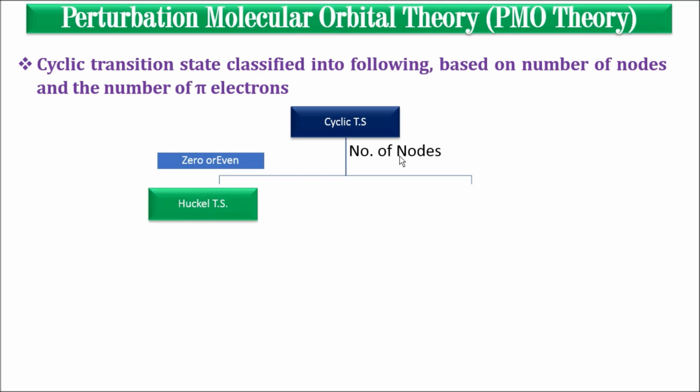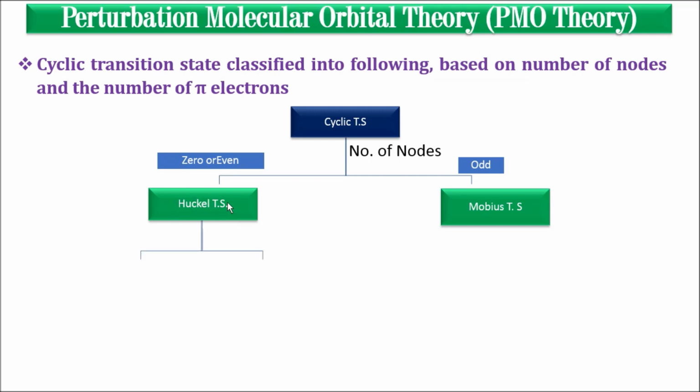What is Huckel theory? Huckel theory says that when any planar compound has 4n plus 2 pi electrons, that is called aromatic. So why are we recalling this concept? Because if the number of nodes is odd, then that is called a Mobius transition state. What is a Huckel transition state? Number of nodes is 0 or even: Huckel transition state. Number of nodes is odd: Mobius transition state. So what is the Huckel rule? Huckel rule is the 4n plus 2 rule. When the compound has 4n plus 2 pi electrons, that is called an aromatic compound.